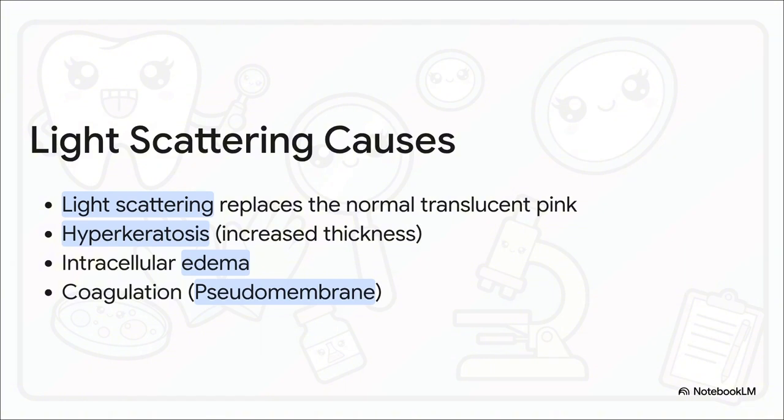Looking at the fundamentals here, there are three key histological buzzwords responsible for this scattering that you need to burn into your memory. Number 1. Increased thickness of the oral epithelium, otherwise known as hyperkeratosis. Number 2. Intracellular edema of the prickle cells. And number 3, coagulation of surface tissue, which forms a pseudomembrane. Literally every white lesion we discuss today is going to fall into one of these three mechanisms.